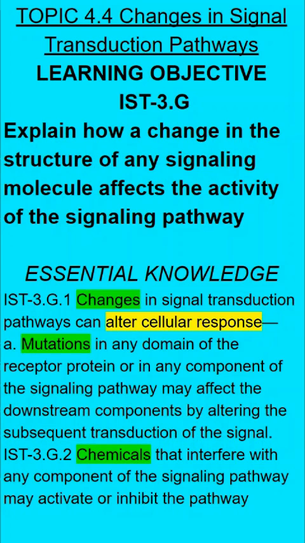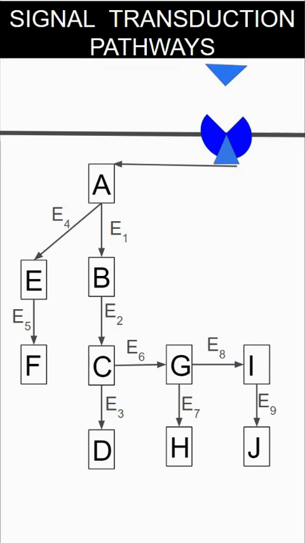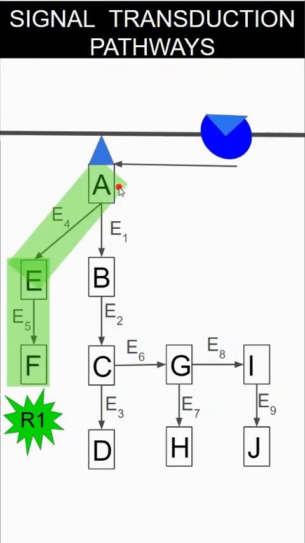Changes such as mutations in chemicals and signal transduction pathways can alter cellular responses. As we look at this, we have our receptor and we have the signal transduction pathway within the cell. So, you have your signal, and it's going to land on the receptor, and it's going to cause a change or a cascade of events, and we're going to get responses.